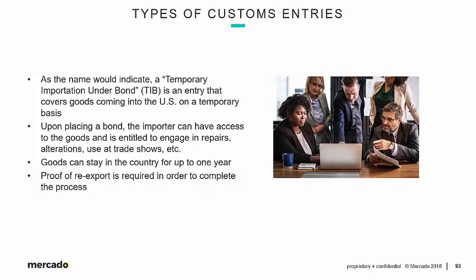But the whole idea is that goods can come into the country from overseas, not pay duties, stay for a period of time, be used for a specific purpose, and then shipped back out. Typically, third bullet, goods can stay in the country for up to 1 year, but to close out the bond, last bullet, proof of re-export is required in order to complete the process. And if the process isn't completed, U.S. Customs is going to expect that the goods are going to be entered into the commerce of the United States and potentially duties be paid on that import. If the process isn't completed, that's where the bond comes in.